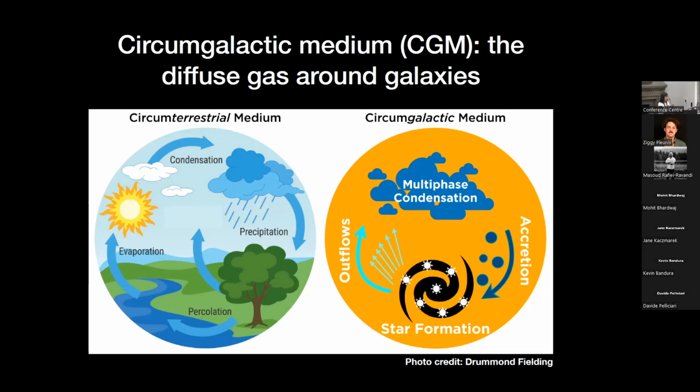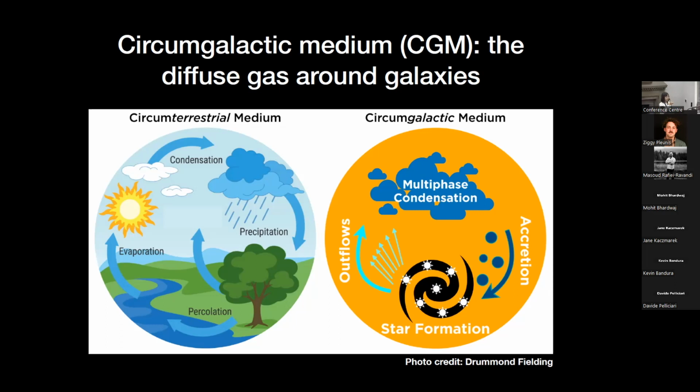The current consensus of the physics in the CGM is that you have gas inflow from the IGM, which cools down and then triggers star formation. After star formation, you have feedback, which triggers gas outflow. And then you have all the complicated physics, which triggers multi-phase condensation, so you have a mixture of cool and hot gas in pressure equilibrium with each other. That's the basic picture of the circumgalactic medium.